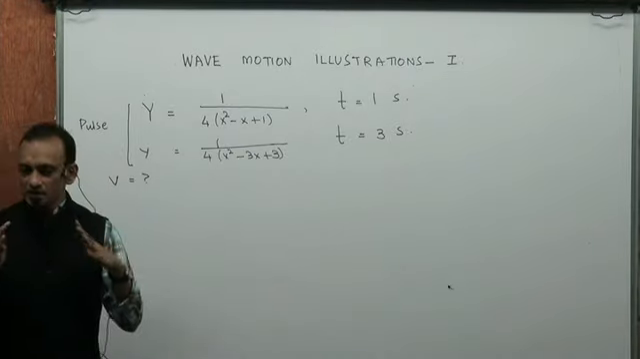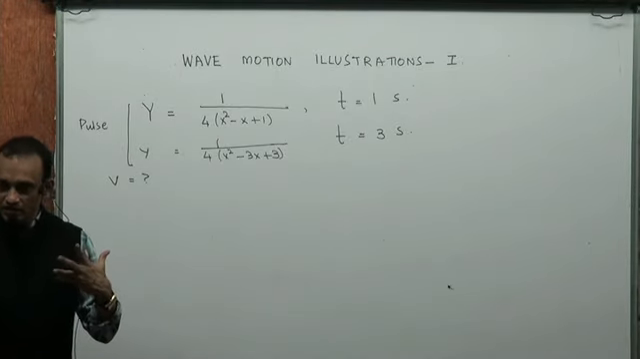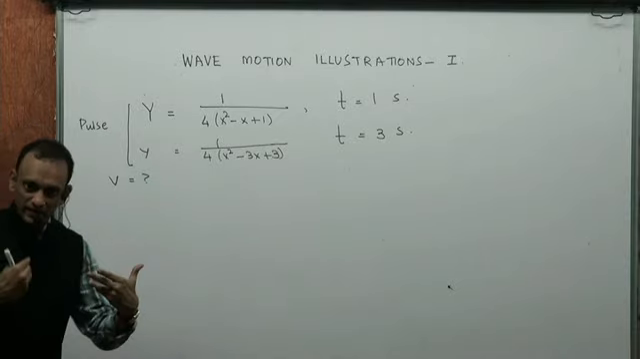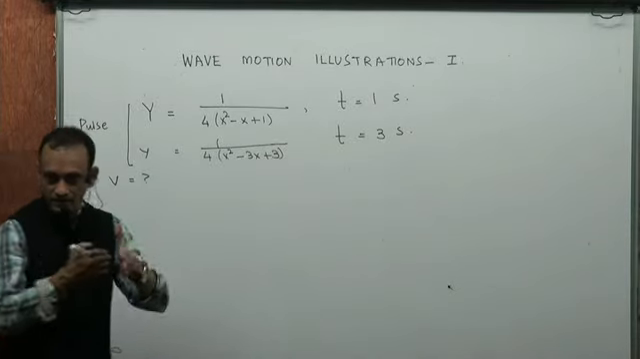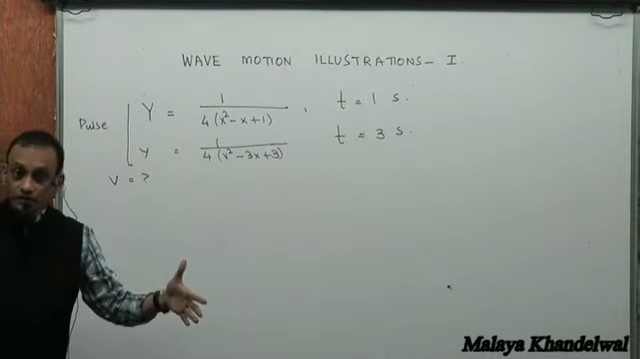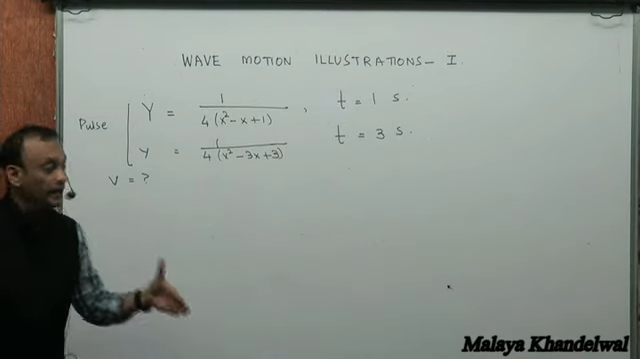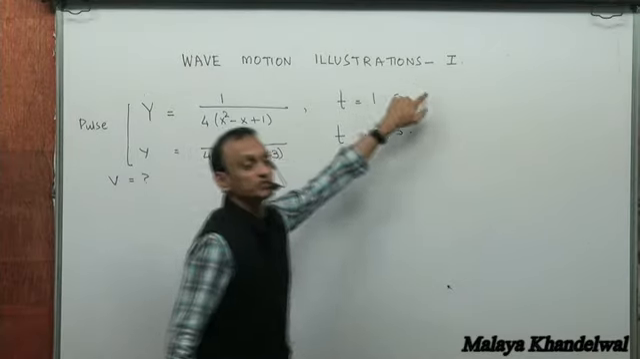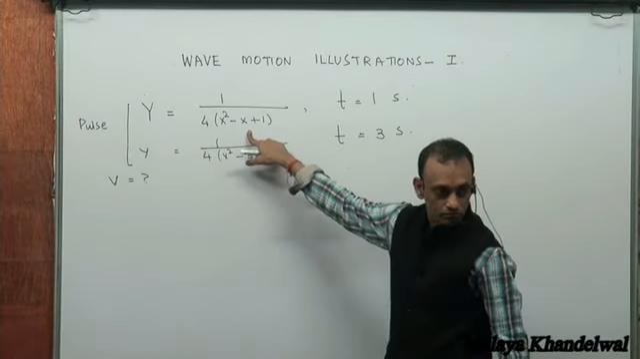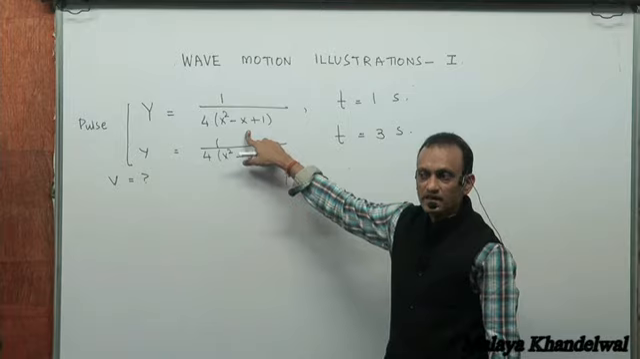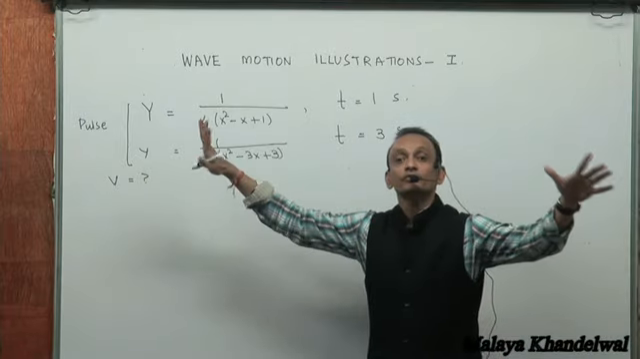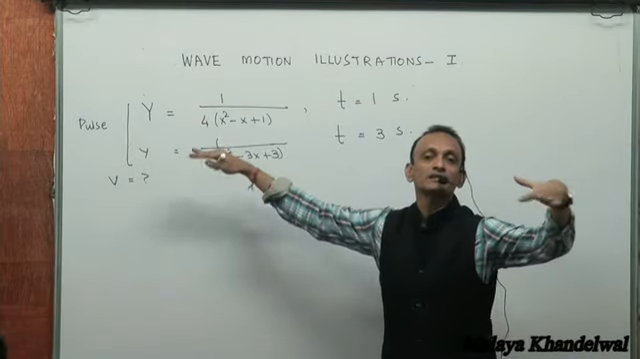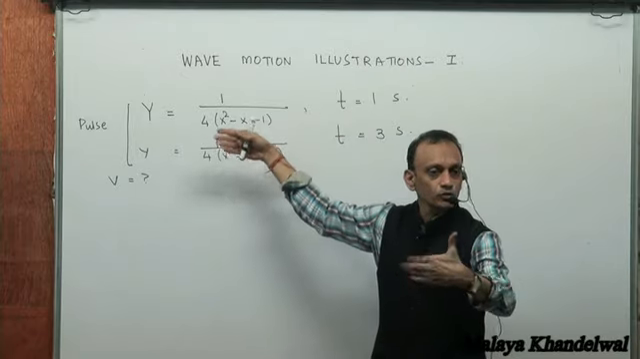There is a pulse, a disturbance pulse, given by y for various values of x. There is a pulse traveling along the x-axis, and the disturbance for various values of x at time t equal to 1 second is given by this equation. You get y for all values of x at an instant of time t equal to 1 second from this equation.